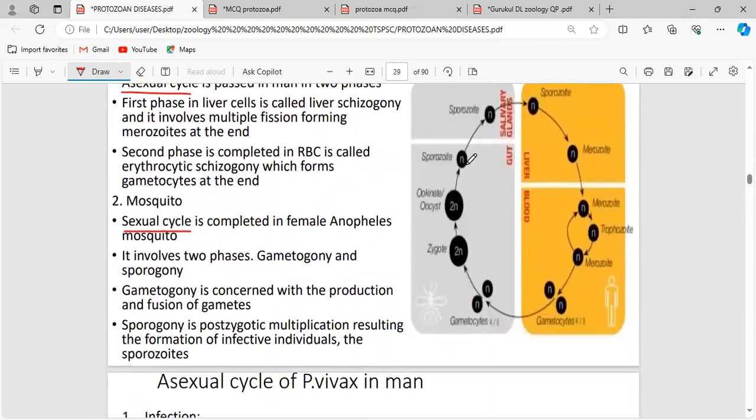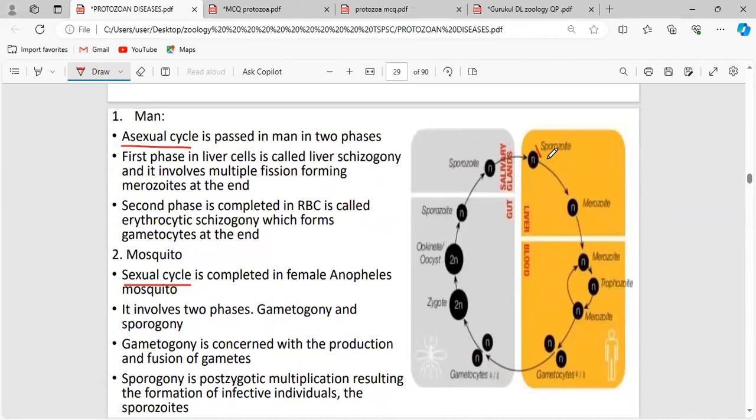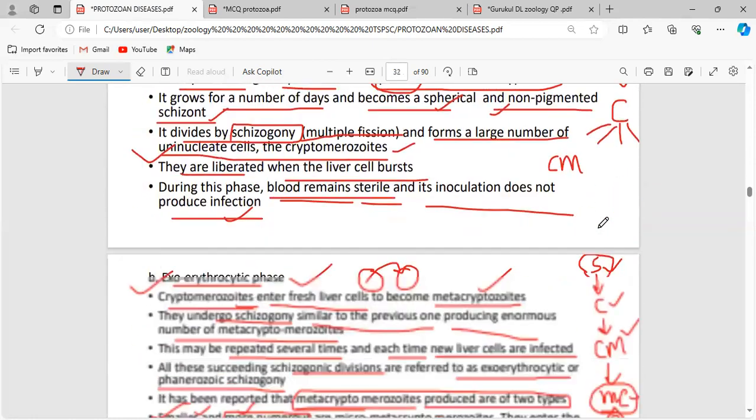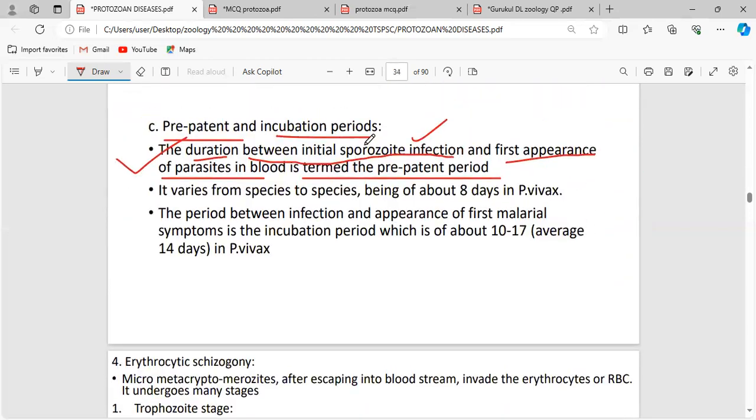Initially it is reaching the liver, only the liver. The period from the initial infection until they enter into the blood is called the pre-patent period. It is the duration between the initial sporozoite infection and the first appearance of parasites in the blood.